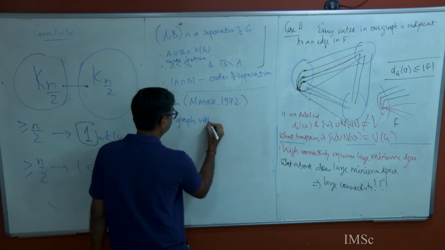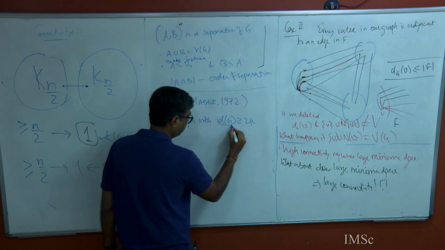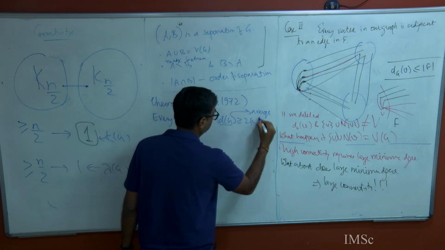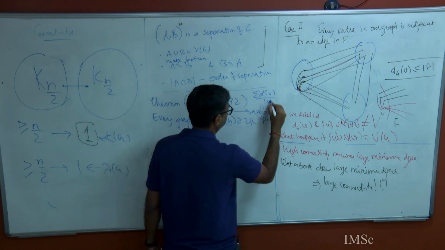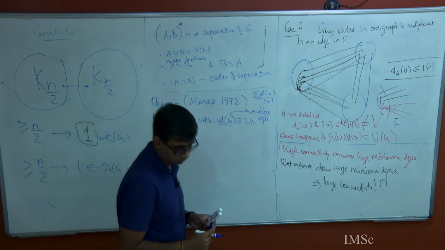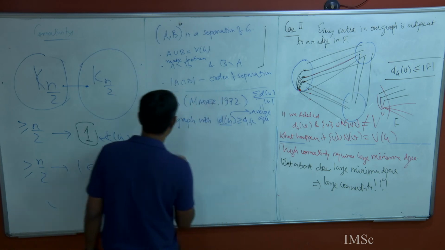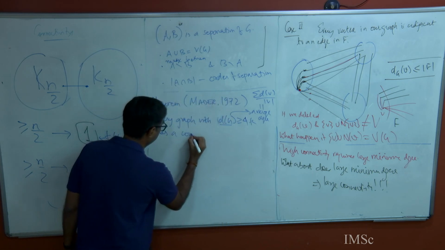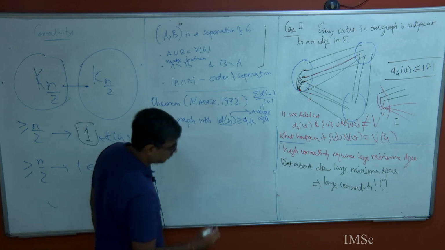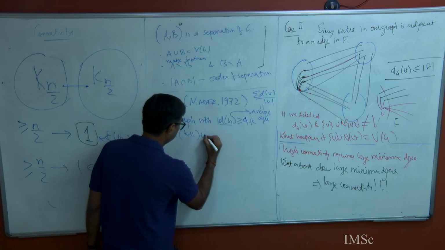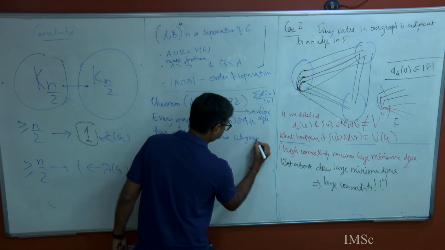Every graph with average degree d(G) at least 4k has a (k+1)-connected subgraph H. Remember, what is average degree? Just remember, the summation of d(v) divided by the total number of vertices.